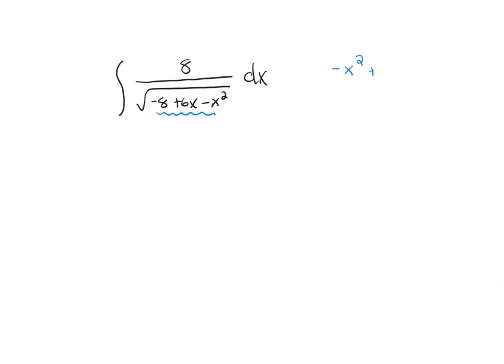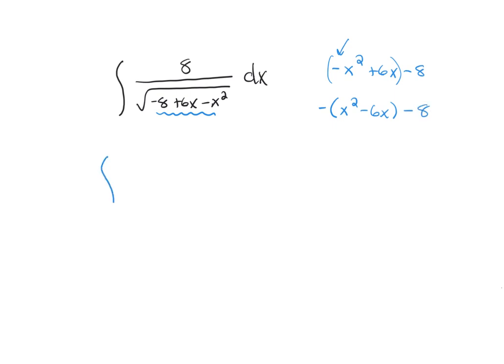And now for our last example, another one where we will be completing the square. So this time 8 over the square root of negative 8 plus 6x minus x squared dx. So I am just going to, off to the side, rewrite this in standard form. Negative x squared plus 6x minus 8. And then if I group the first two terms together, I'm going to factor out so the leading coefficient is not negative. So negative x squared minus 6x, minus 8.